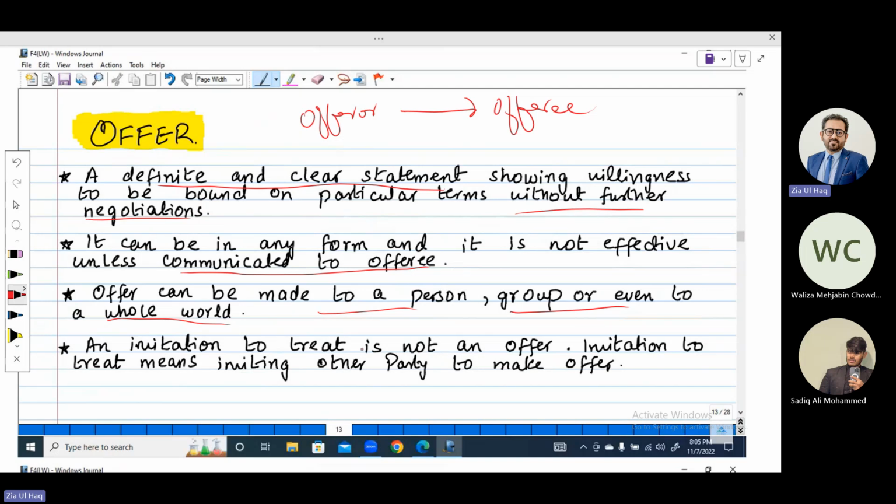An invitation to treat is not an offer. Goods on a store shelf are an invitation to treat. It is not an offer. An invitation to treat means inviting the other party to make an offer. If there is a product on the shop shelf, you need to hold that product and move towards the counter and then you make the offer: I want to buy this, and they will accept. If any product is on the shop shelf, that is not an offer, that is called an invitation to treat.